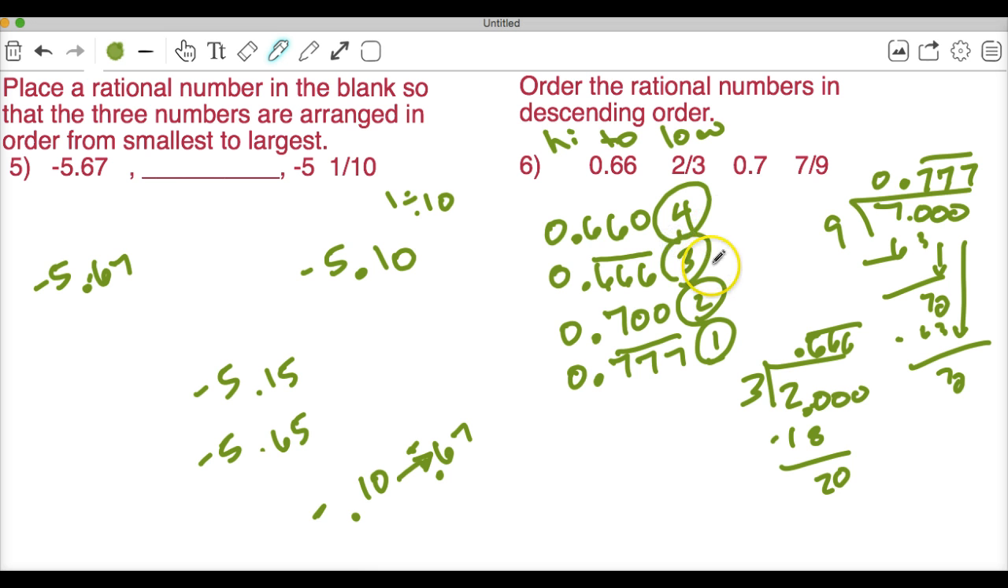So that's how you would go about solving that problem. Again, converting them to decimals. And that repeating decimal is an important thing.